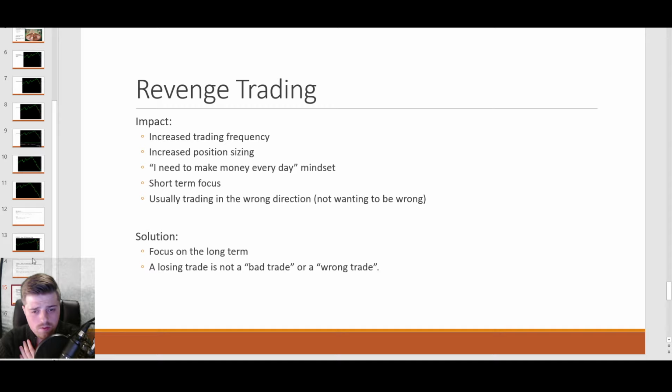Now, this comes back to trading in the wrong direction. So if you start doing revenge trading, you're going to stick to your bias, that initial bias that we had, your position bias. If you get stopped out, you're going to be like, oh, well, it's going to turn around now. That comes back to confirmation bias that we already discussed. So the solution to this particular psychological trap is focusing on the long term. So if you ever find yourself revenge trading or wanting to revenge trade, just keep in mind that it's not all about today. If you want to make money every day, trading's not for you. If you want to make money every week, trading's not for you.